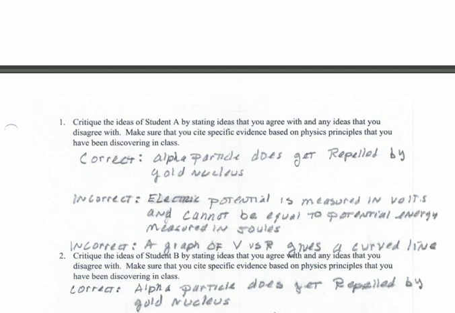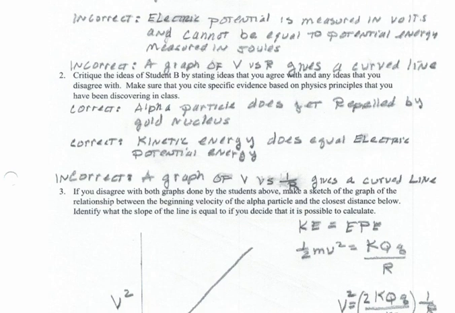Next, Student B. Let's take a look at Student B. Correct again, the alpha particle does get repelled by the gold nucleus. Correct, the kinetic energy does equal the conversion into electric potential energy. However, the graph of v versus 1 over r gives a curved line. Why is this so? Well, let's take a look.